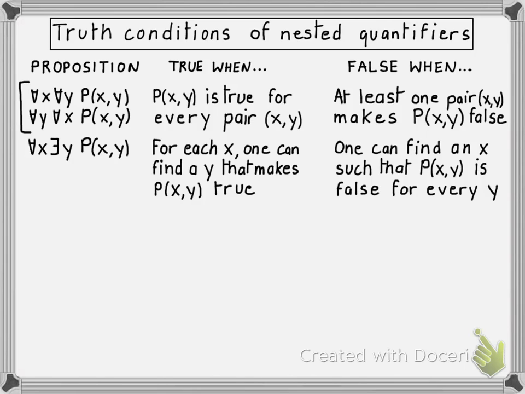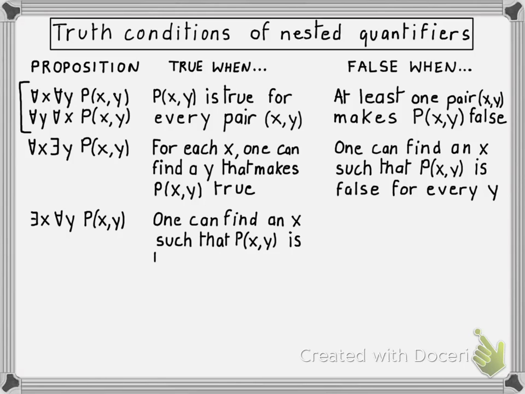Once you've done that, let's consider the next possible way of building a proposition, namely to first use an existential quantifier and then a universal quantifier for x and y respectively. Now this proposition is true when, as you read from left to right, one can find at least one value of x such that p of xy is true for every possible value of y. There exists an x such that for all y, p is true.